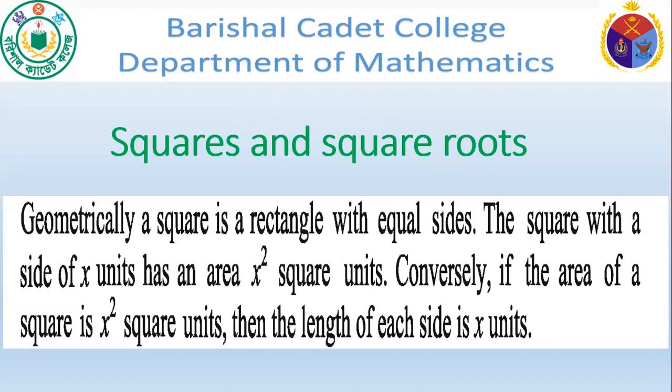First of all, squares and square roots. Geometrically, a square is a rectangle with equal sides. The square with a side of x unit has an area x square unit. You know it very well. Conversely, if the area of a square is x square unit, then the length of each side must be x unit.